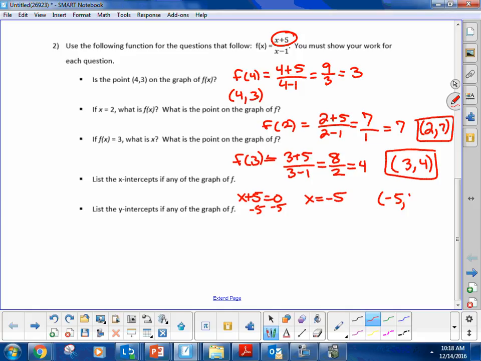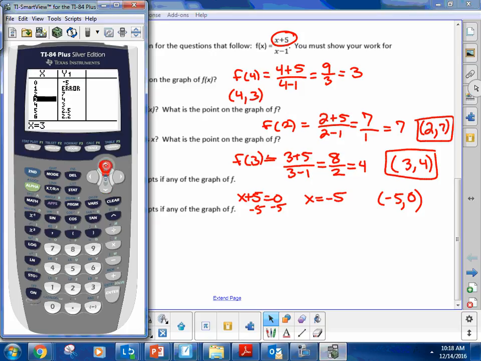Now, I could prove this solution using also the calculator. I bring up the calculator since I graphed it. I come up here, I could find out what negative 5 is and see if it's true. And there it is. Here's my x-intercept. Now the y-intercept, it's actually on here. See how it says (0, negative 5).